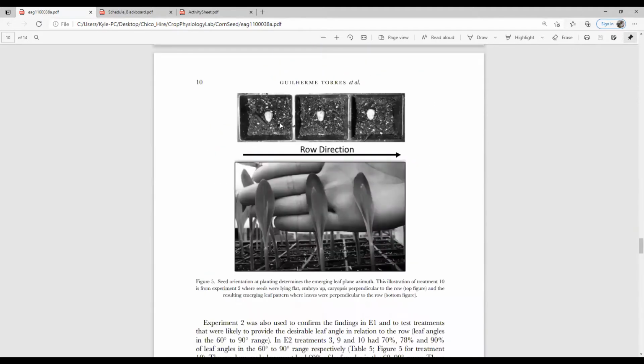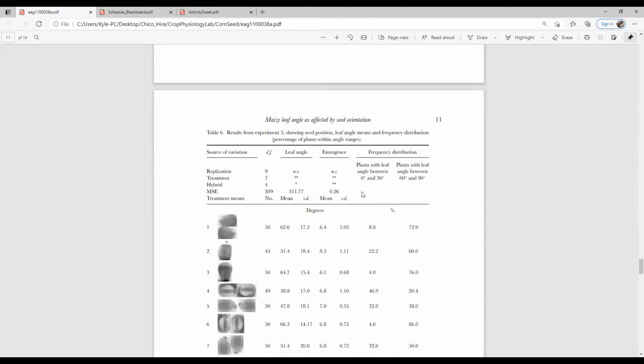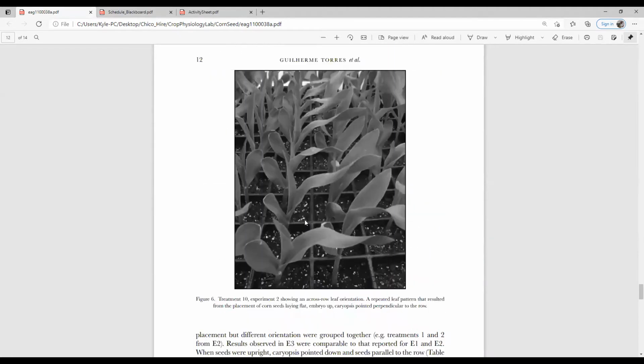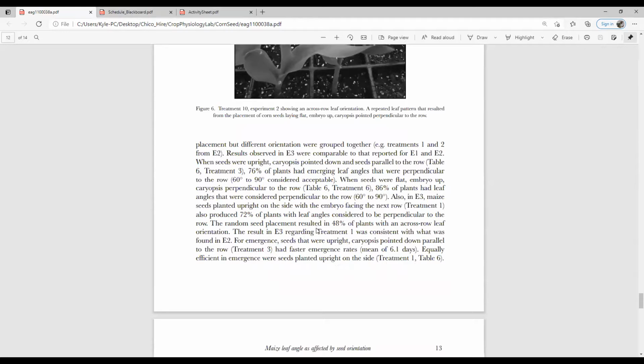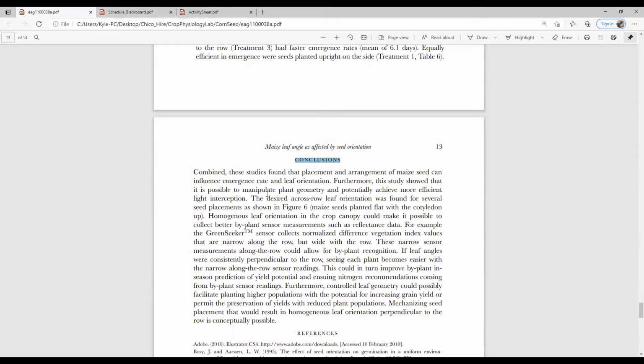They show things like row direction. This is what your plants should look like for treatment number 10 in your experiment, right? Where they plant those seeds all in the same way, and voila. They're also showing here's what those plants looked like for treatment 10. That's one of your treatments going through. Really neat project. And they also have at the end a nice conclusion section. Check that out, pretty good information there. But from that, I'm going to show you what that experiment actually looks like. So let's hop into that.